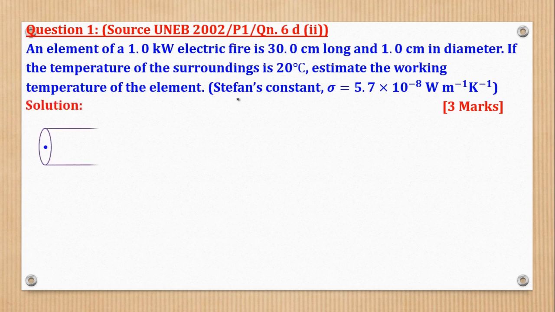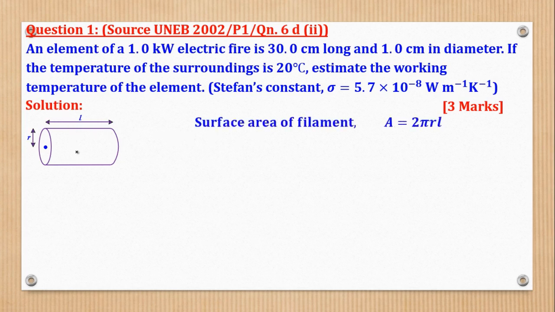So here we shall need a sketch. We have this, it is in the form of a cylinder with radius and length. Therefore the surface area is the surface area of the part which is radiating, and it will be 2 pi RL. I think you remember that in your O-level math.